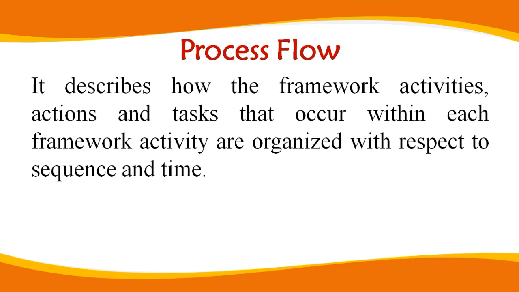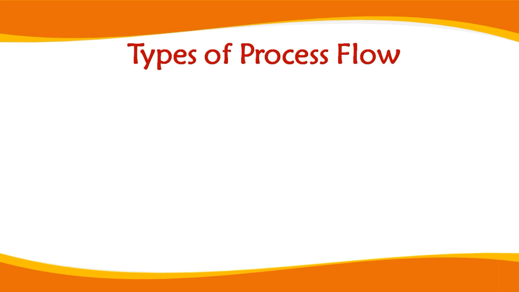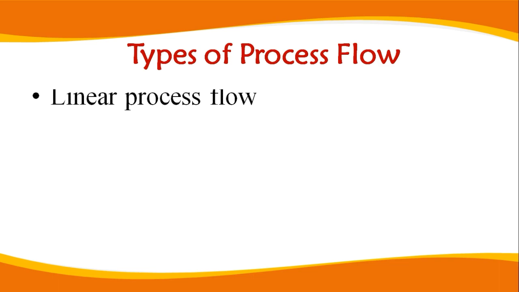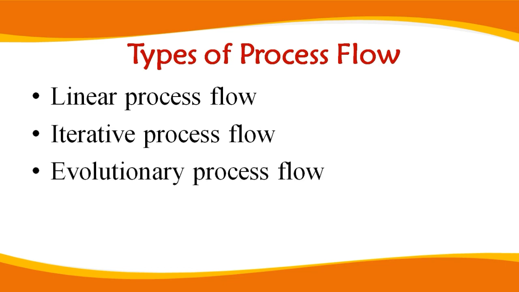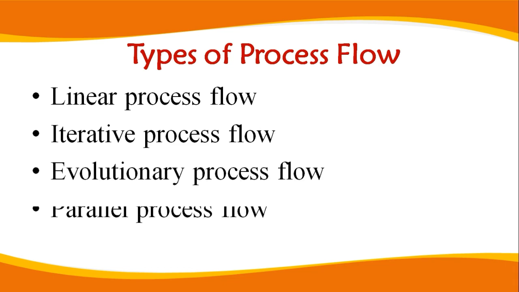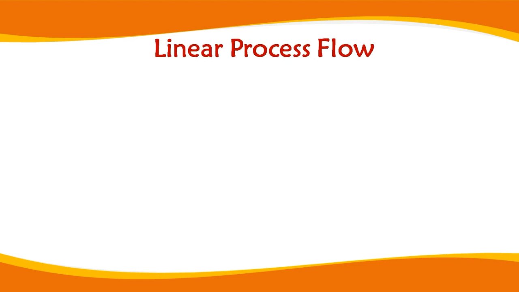Now a process flow can be done in different ways. First is linear process flow, second iterative process flow, next evolutionary process flow and parallel process flow. Let us see first, that is linear process flow. It means the process is flowing linearly and sequentially.